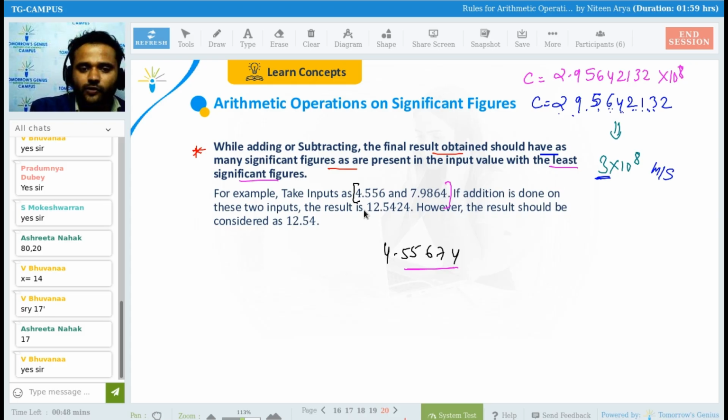Okay. So for example, take these inputs. If addition is done on these two inputs, the result is 12.5424. However, the result should be considered as 12.54. Why so? Because we have only 4 significant figures: 1, 2, 3, 4. So this is the accurate answer. Clear? Good.